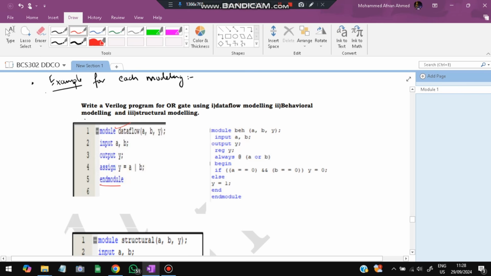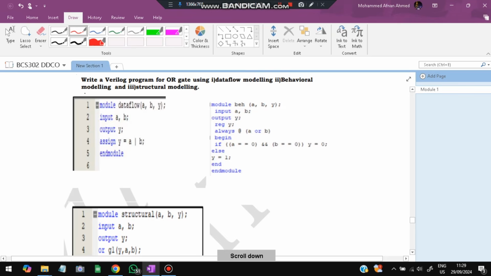Okay, next we have the behavioral module. Here also we'll be taking two inputs and one output. So input A, B, output Y, and reg Y. Reg Y means the value should be registered in Y, as always at A or B. If A is equal to 0 and B is equal to 0, then only Y is equal to 0, else Y is equal to 1. We are defining the value here. If either of them is 1, then it is 1 here. That is the behavioral model.